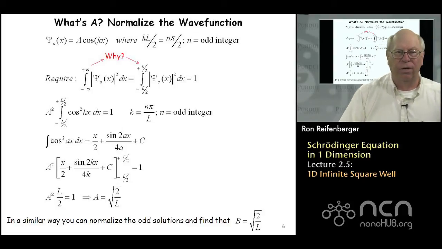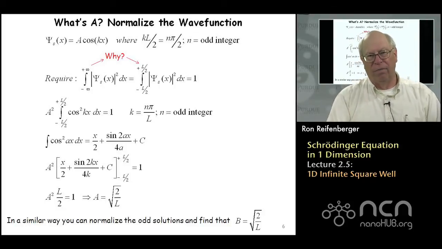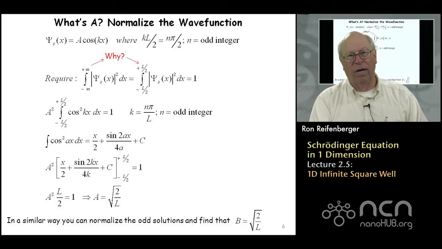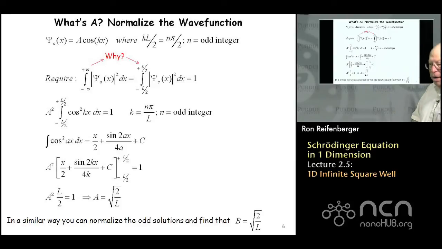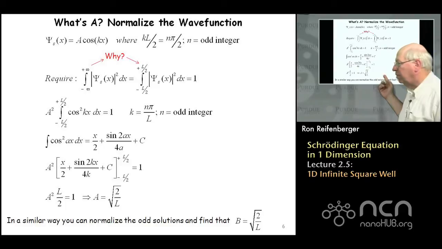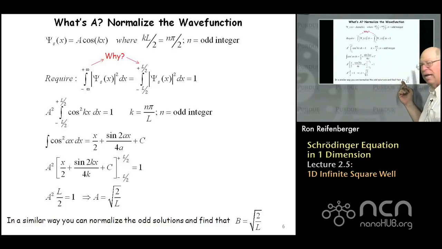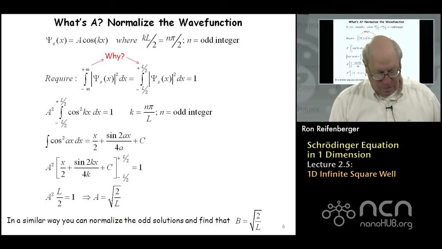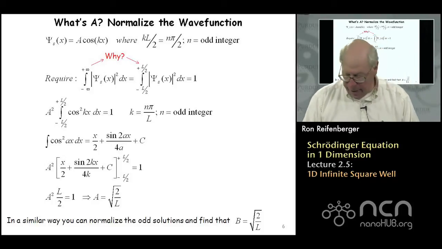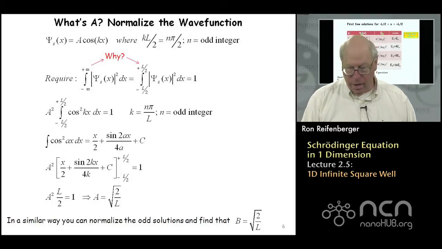Each problem is different, right? Each problem is different, and you have to be able to do this normalization integral in a routine fashion. So in a similar way, I'll let you work it out, but you can show that the odd solutions, the antisymmetric solutions to Schrödinger's equation, have this constant b also equal to the square root of 2 over L. So for this problem, the constants a and b happen to be equal to one another. Okay, so that's important for you to understand.